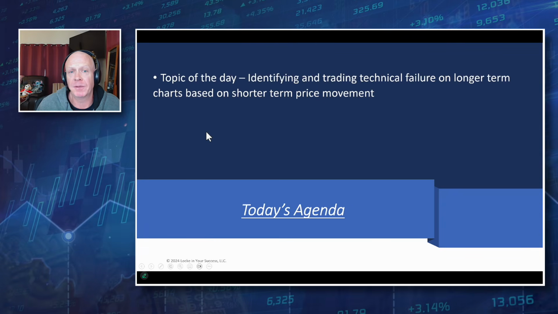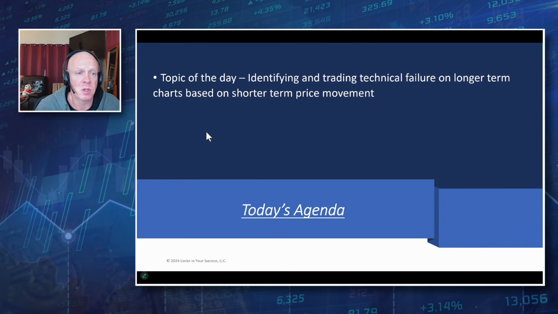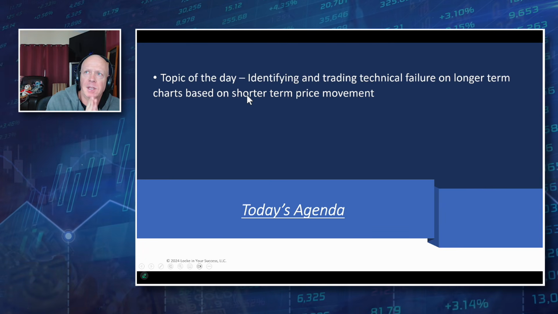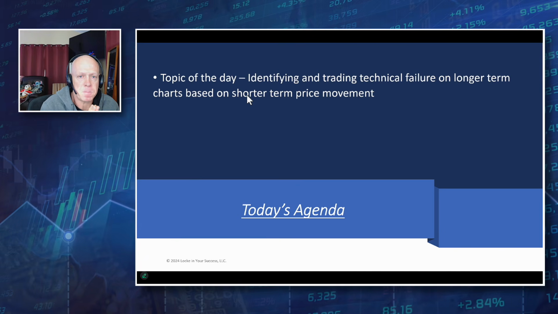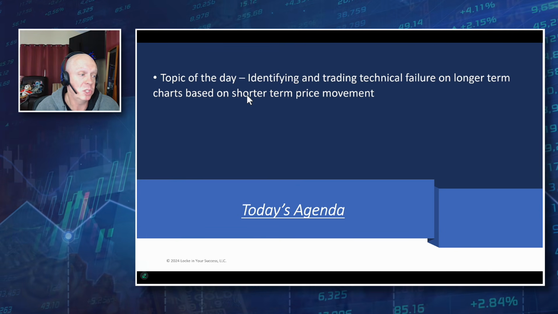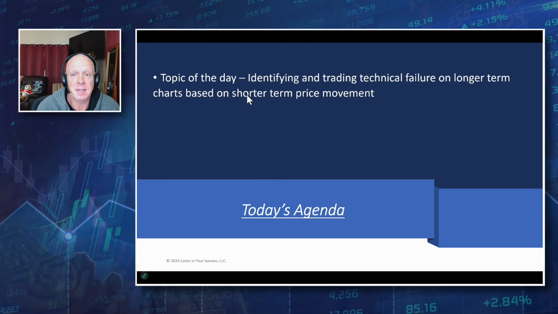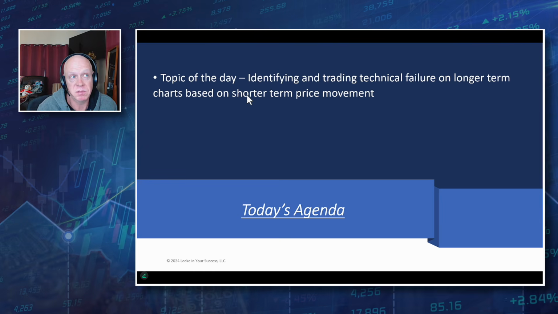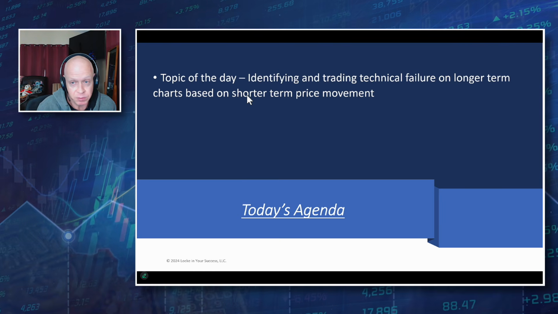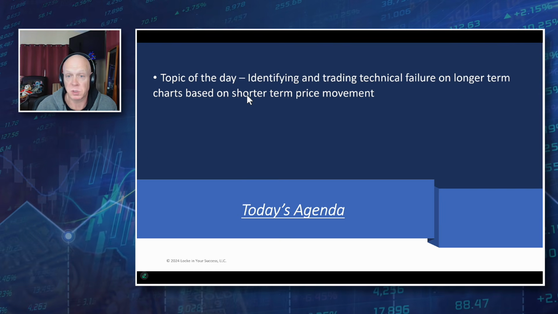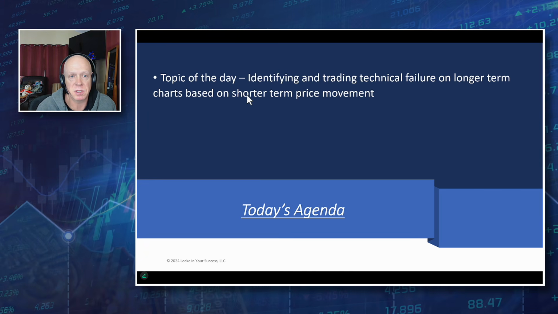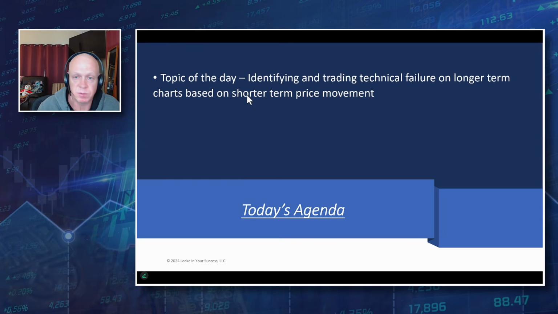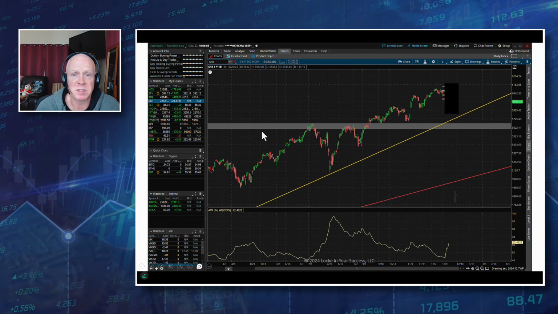Topic of the day is identifying and trading technical failure on long-term charts based on shorter-term price movement. So what I'm trying to say here is that sometimes we're bullish in the longer-term charts, and some of the biggest moves we get are going to be down moves on technical failures when the longer-term charts are bullish, especially when implied volatility is not representative of a large move. We want to break this down a little bit.